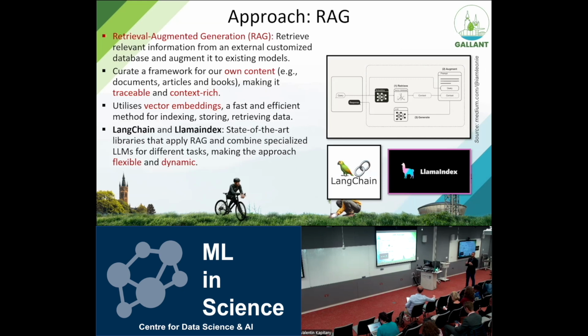So to overcome these challenges of traditional large language models, we utilize an emergent approach called retrieval augmented generation, which aims to retrieve relevant information from an auxiliary knowledge database and augment it to an existing language model.